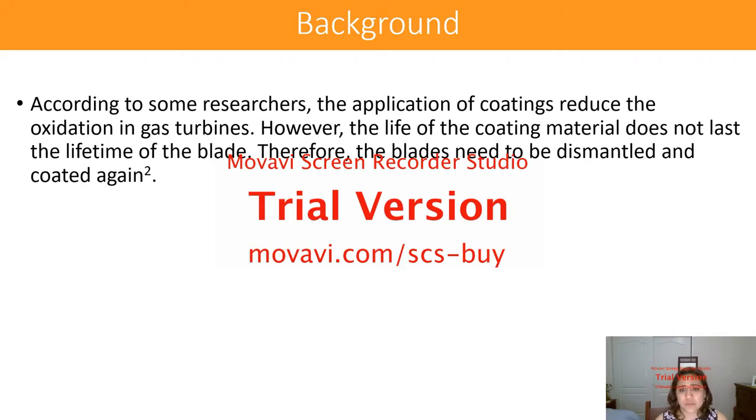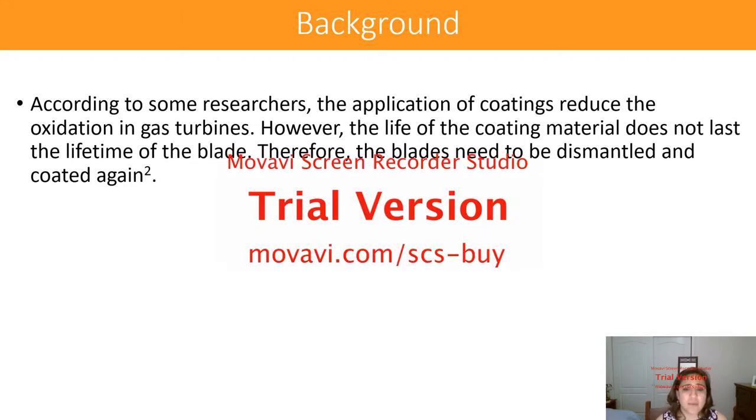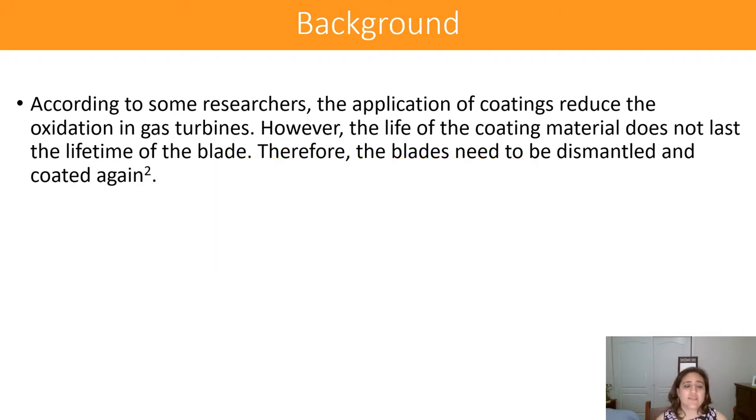According to some researchers, we can prevent oxidation of turbine blades due to high temperatures by applying coatings to the turbine blades. However, the coating material doesn't last the lifetime of the blade. Therefore, the blades need to be removed and coated again, and that's a time-consuming task.